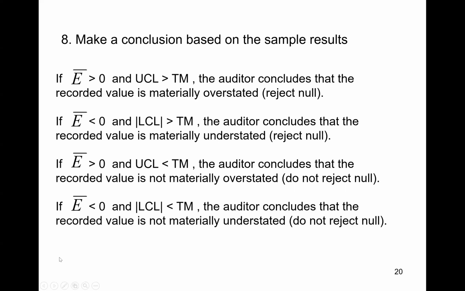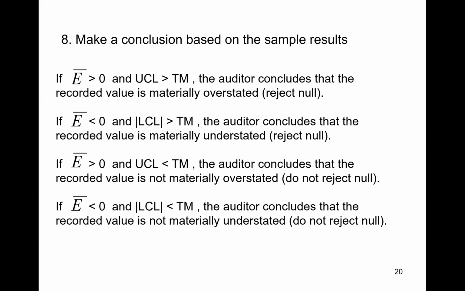Well, first of all, it's worth noting whether the error is expected to be positive or negative. Right? This is what I mentioned before. So if E bar is positive, this means that the population error is expected to be positive. That is, the balance is overstated. If E bar is negative, that means that the balance is likely to be understated. Okay.